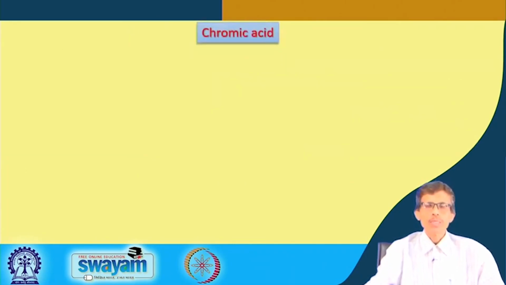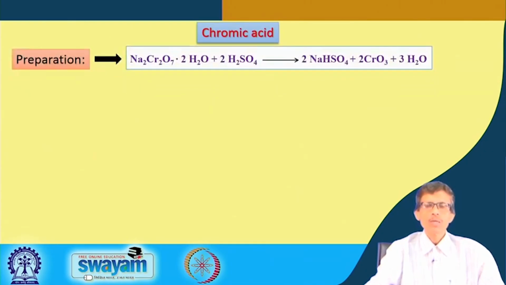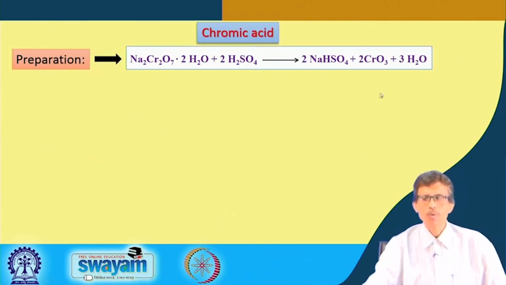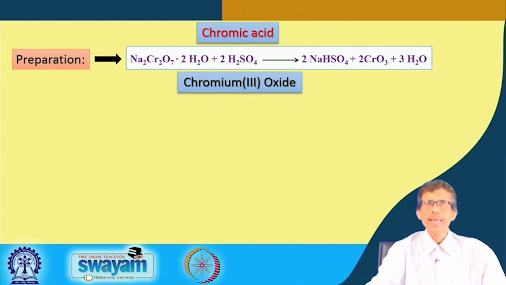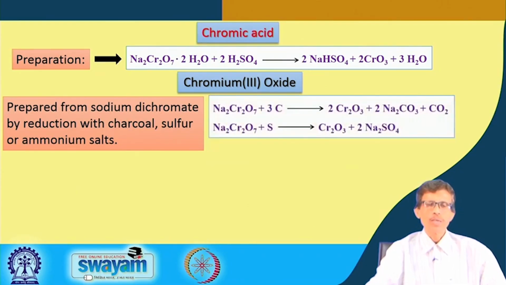Then we see how we get the chromic acid, and that chromic acid preparation is a simple one, that means chromium as only an oxide. So, it is a metallic oxide like CrO3. That metallic oxide can be obtained again by the use of sulphuric acid. This can be utilized as a chromium hexavalent oxide, and the chromium 3 oxide can be prepared from sodium dichromate with the reduction by charcoal, or sulfur, or ammonium salts basically.